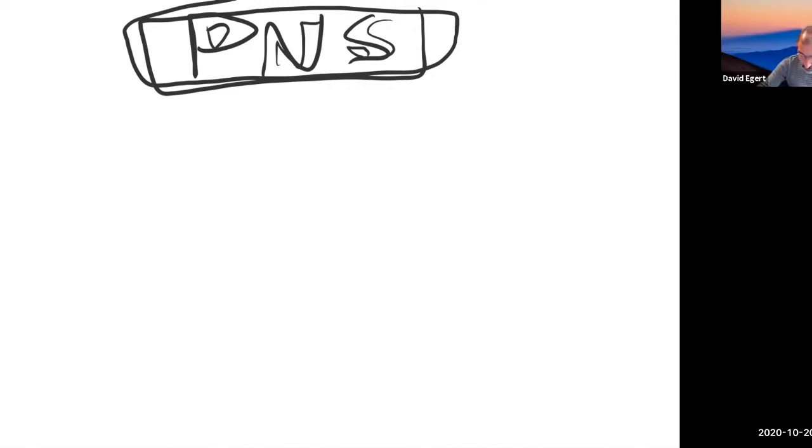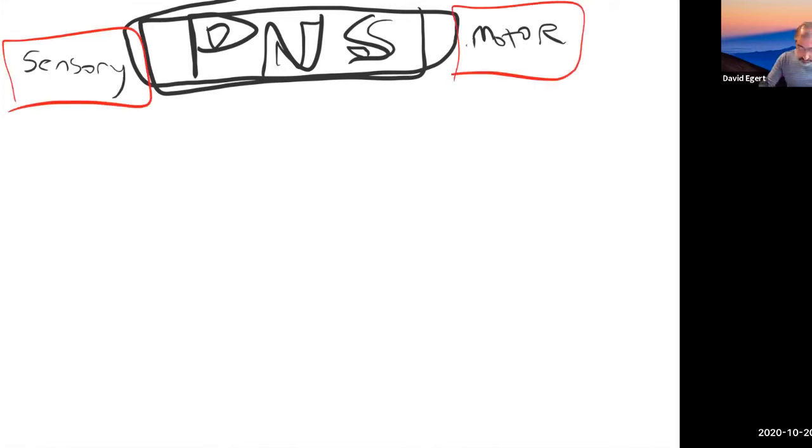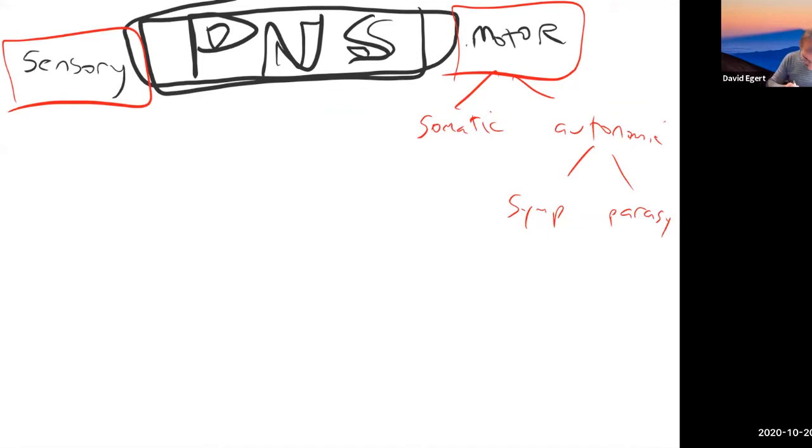Yeah, so the first thing to remember is motor versus sensory. That's the first big division. And then motor is somatic versus autonomic. And autonomic is sympathetic versus parasympathetic. So this is where we're going to head into now. We're going to start with the motor because it's going to be quicker.